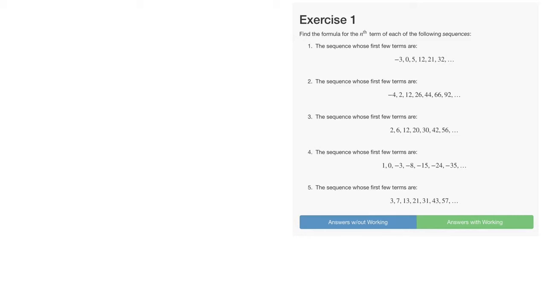We now find the formula for the third sequence we have here. So that's 2, 6, 12, 20, 30, 42, and 56, and so on. Okay, well, as always, we look at the difference between consecutive terms.